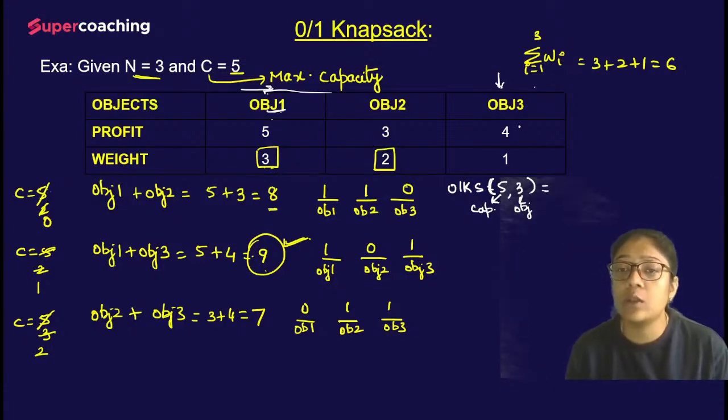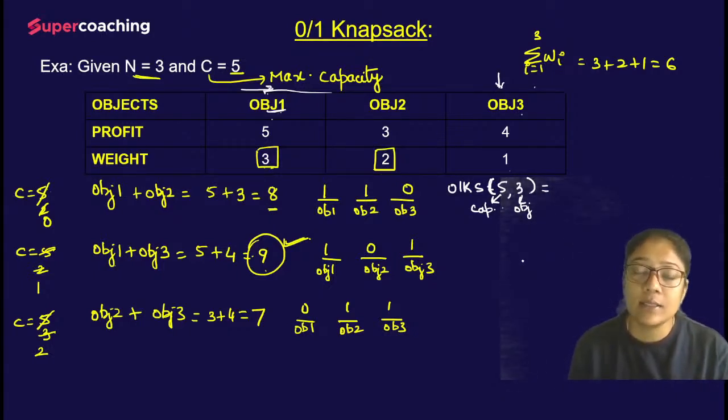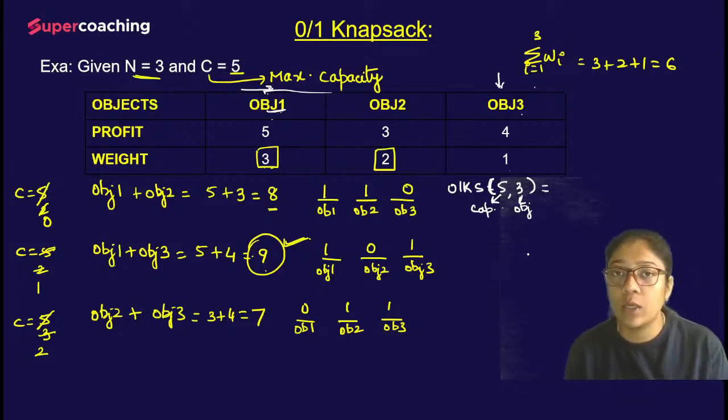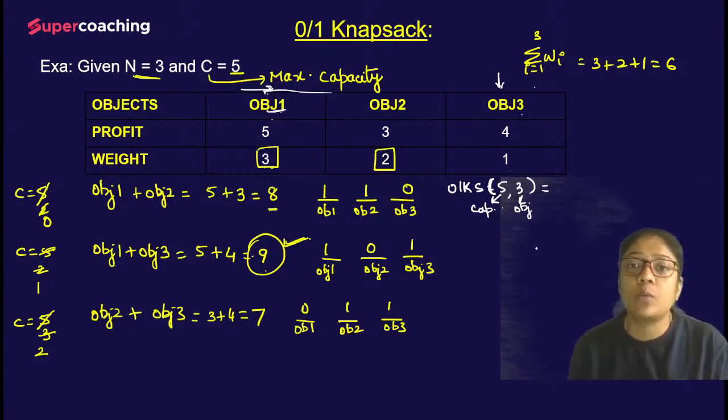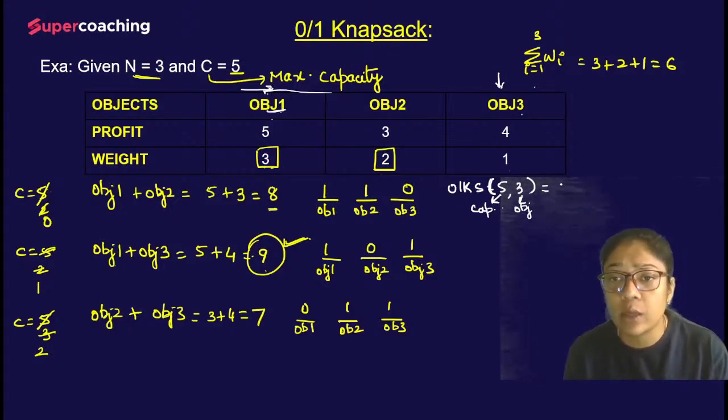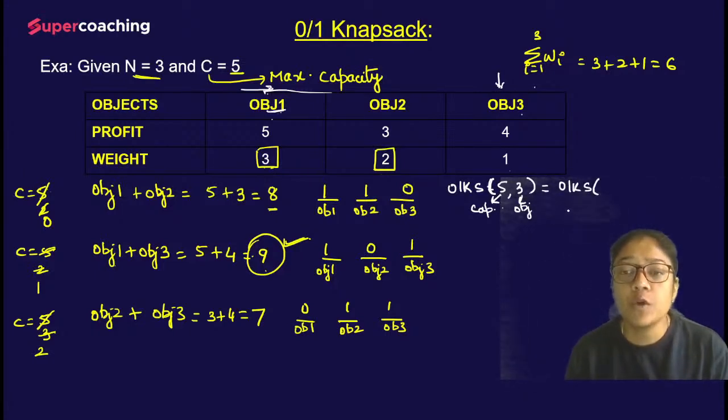Now if you see the weight of the object 3, this is less than the capacity. अगर less than है तो इसका मतलब object को ले सकते हैं. But we do not know whether by taking the object or by rejecting the object we'll be getting the maximum profit. So here we'll be getting two cases, 01 knapsack. In the first case, I'm saying that we are not taking the object 3. We are not considering the object 3.